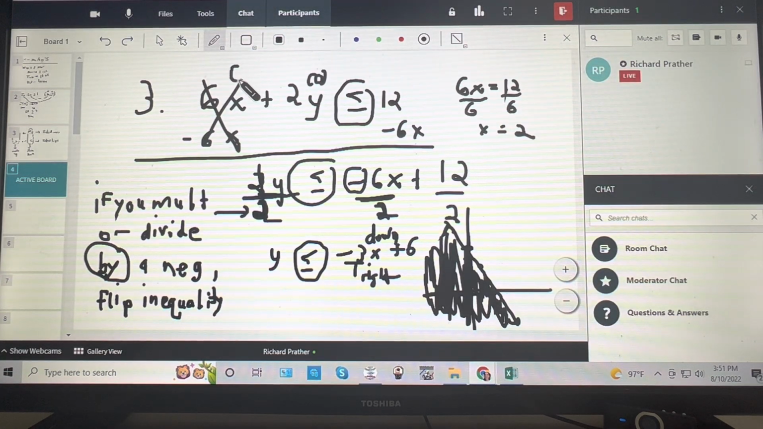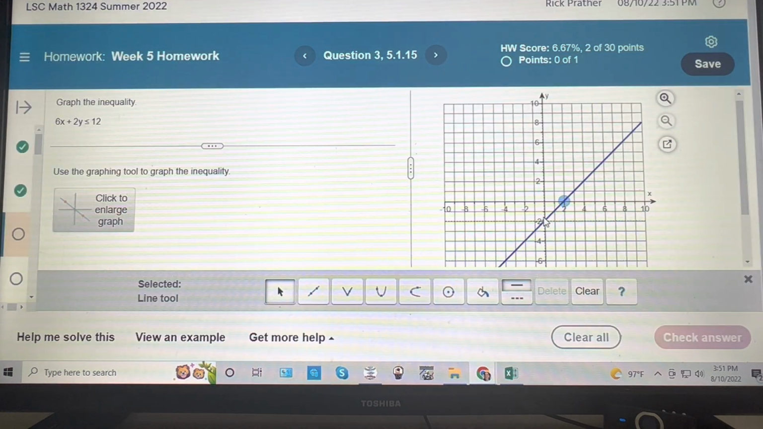Then you put 0 in for x. The 6x disappears. 2y equals 12. So y equals 6. And we had that from the other method too. Y equals 6 is right there. And notice I can go down 3 and over 1, and that's how I did the other method. I landed right there. But if you repeat that, down 3 over 1, you land on the line again.